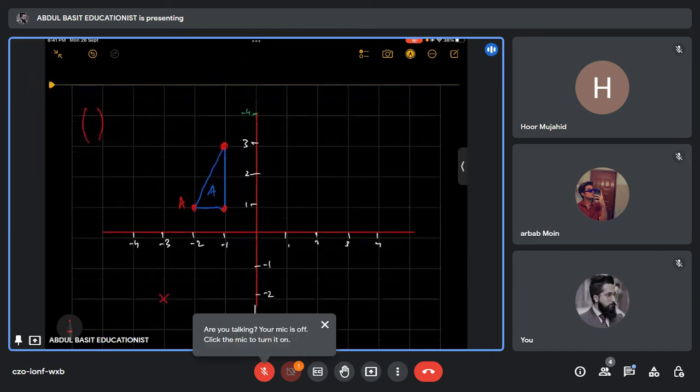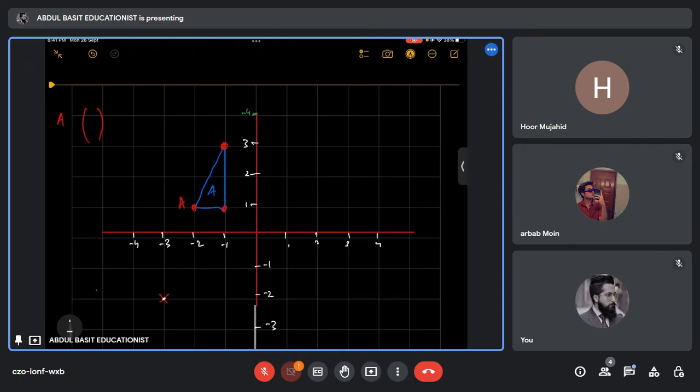Hoor, can you tell me what is the vector for A from this given center, the red one? This one is the center. Tell me how much we need to go up or right or left. Hoor, can you hear me? Sir, yes. Tell me what is the vector from this given center to A.